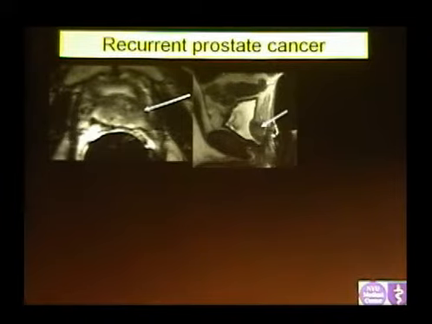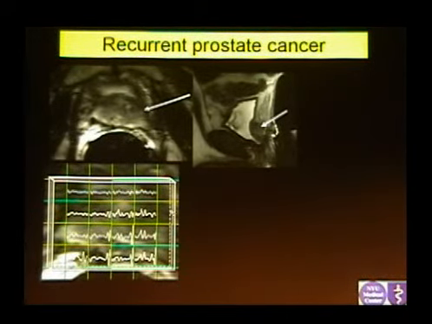And so this is either recurrent or left-in-place prostatic tumor, and this was clearly demonstrated also by spectroscopy, where you see also some choline peaks. This was also a recurrent cancer in the prostatectomy bed after a prostatectomy.